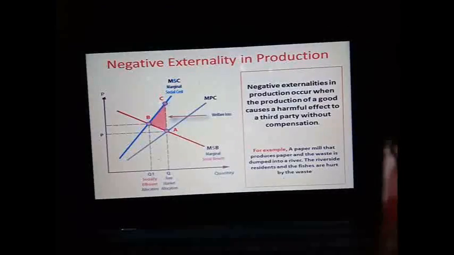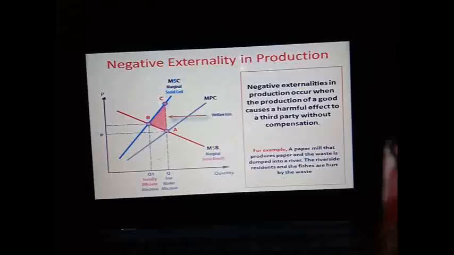Now, the negative externality in production. In our production process, our producer also generates some negative values that are imposed on the society, and for that he is not making any compensation. Then it is called our negative externality. So, negative externality in production occurs when the production of a good causes a harmful effect to a third party without compensation.